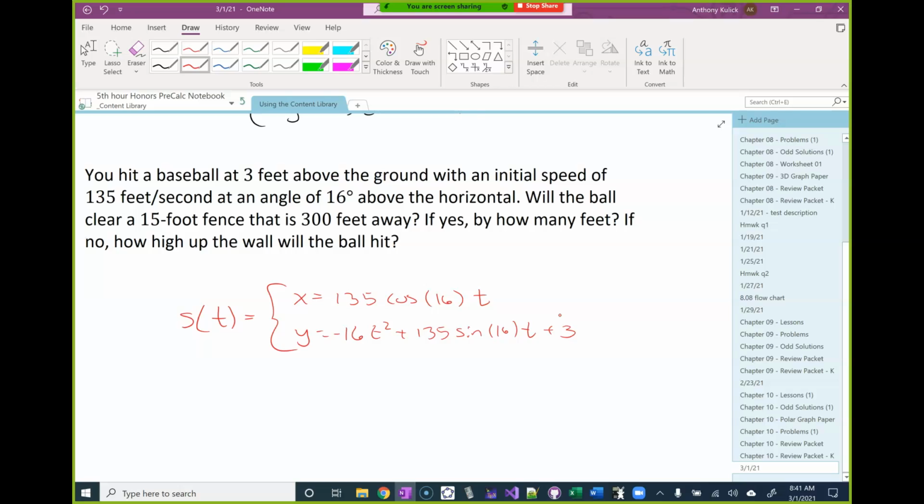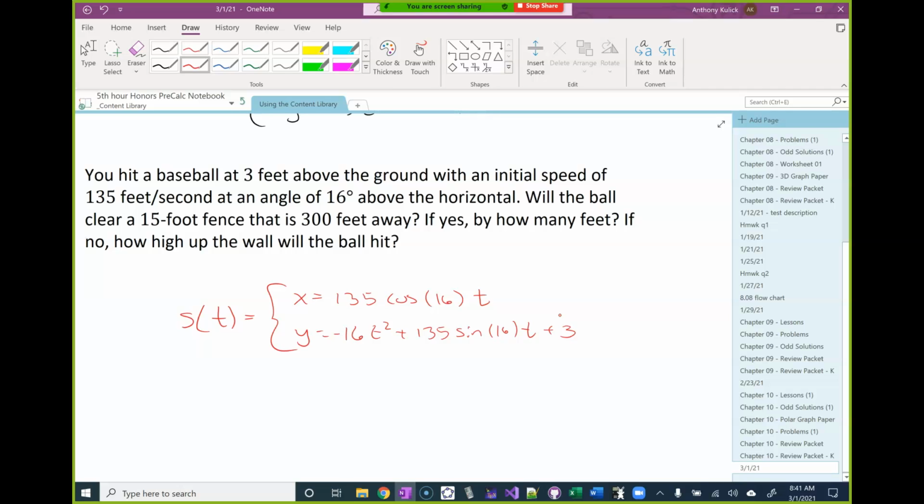So, first thing that I'd want to do, we're trying to see if the ball is going to clear this fence, right? So basically, I know one part of my position. I know the x component of my position, right? How far does the ball need to travel horizontally? 300 feet, because that's where the fence is. So what I'm going to do is plug 300 in for the x component.